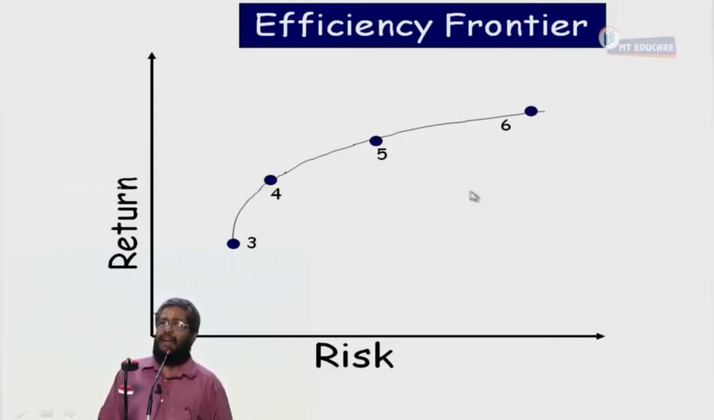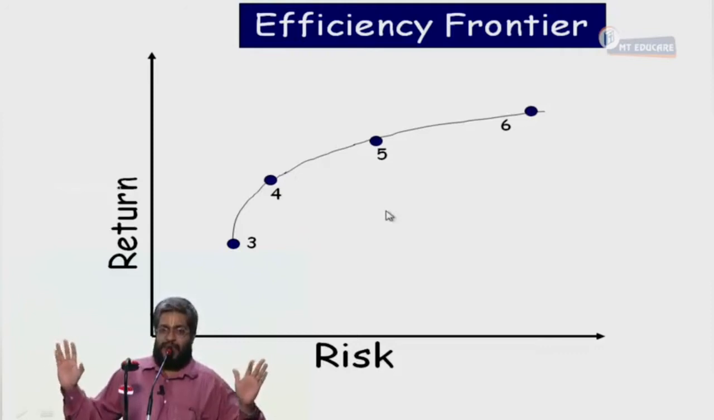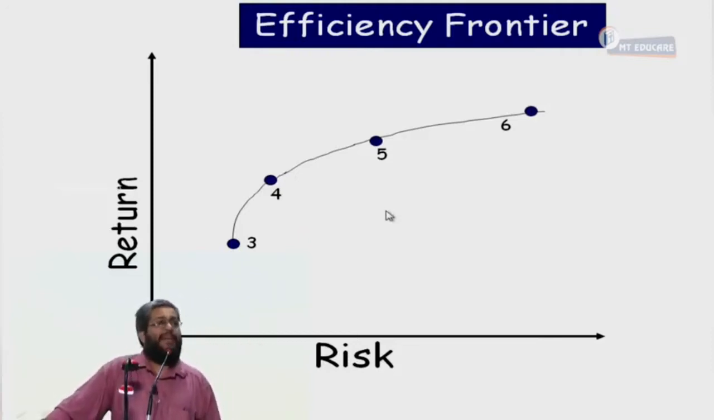So any share that gives an expected return and standard deviation which is below the efficiency frontier, all those securities in the share market are called what? Inefficient securities. Accepted? Did you follow or should I repeat?